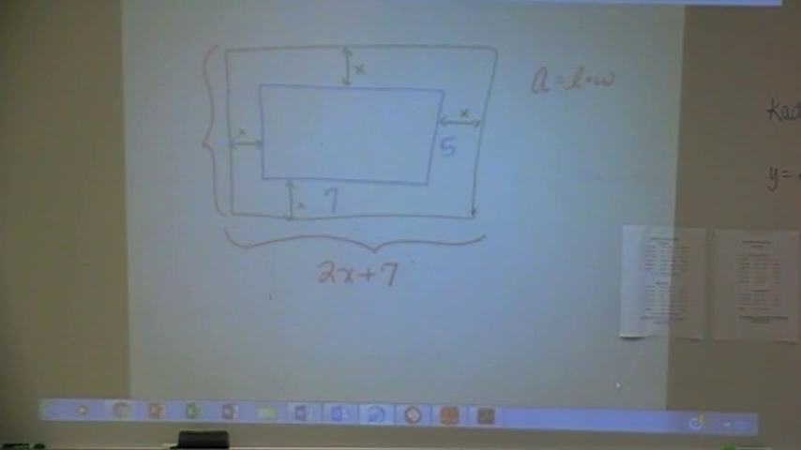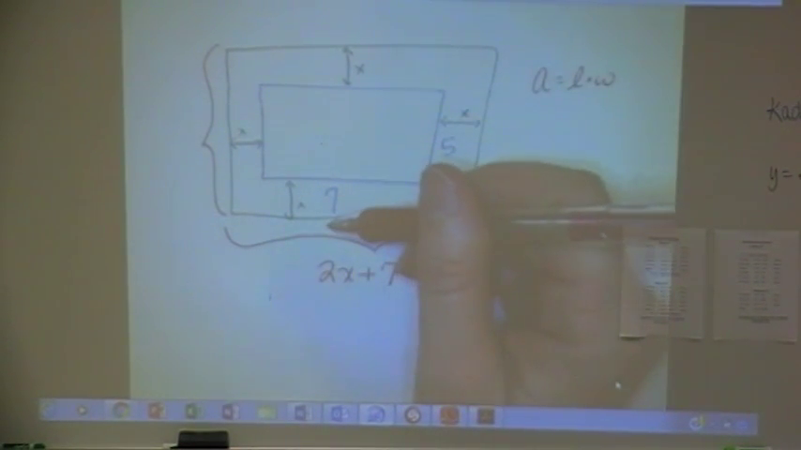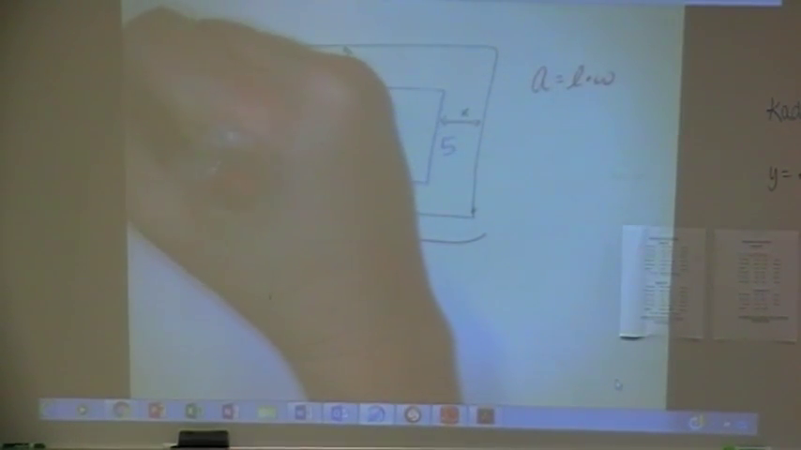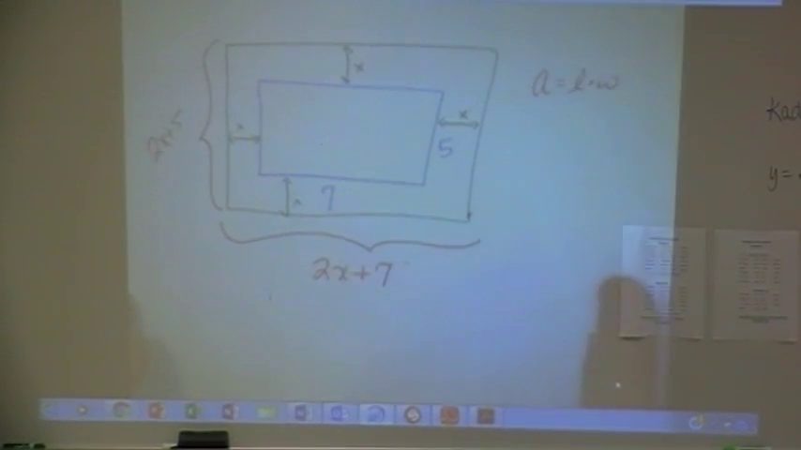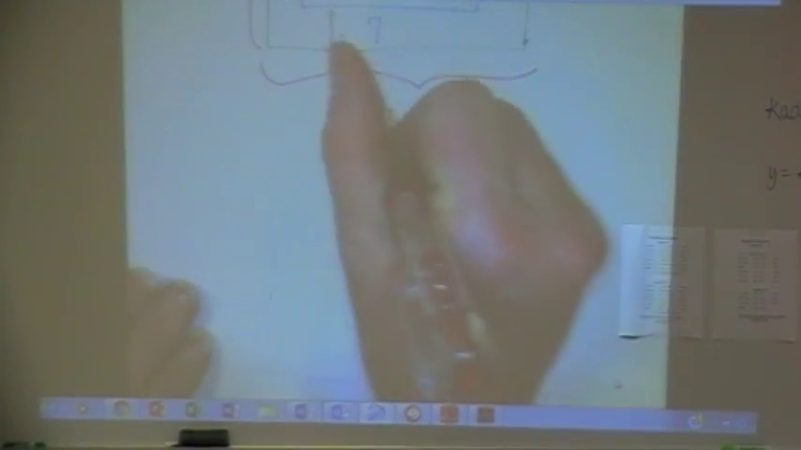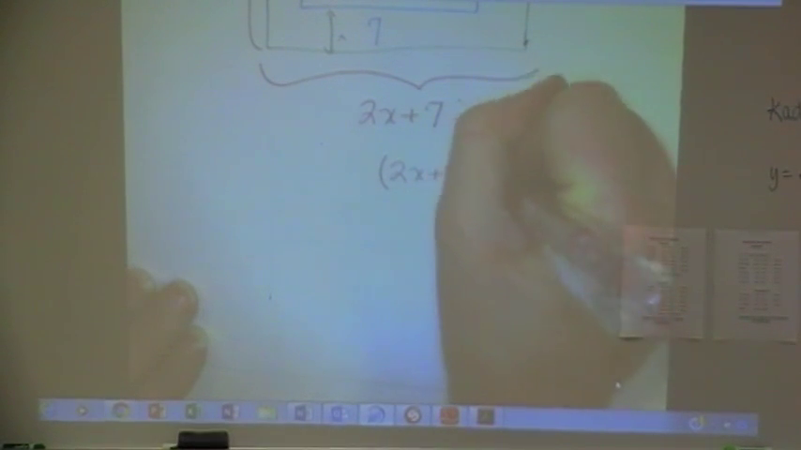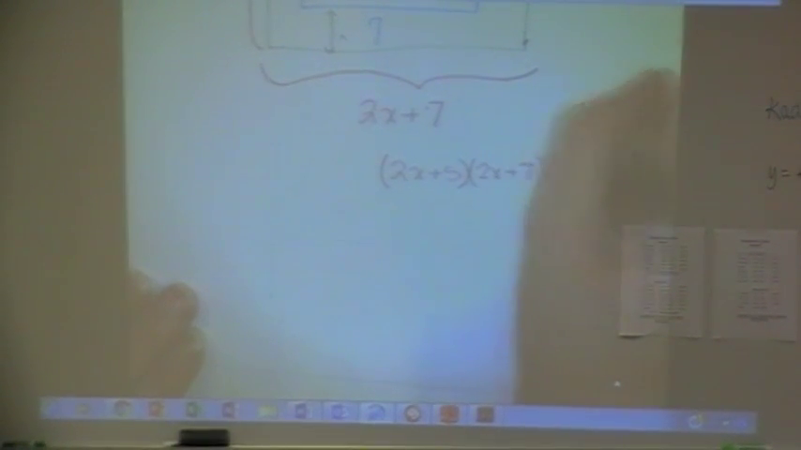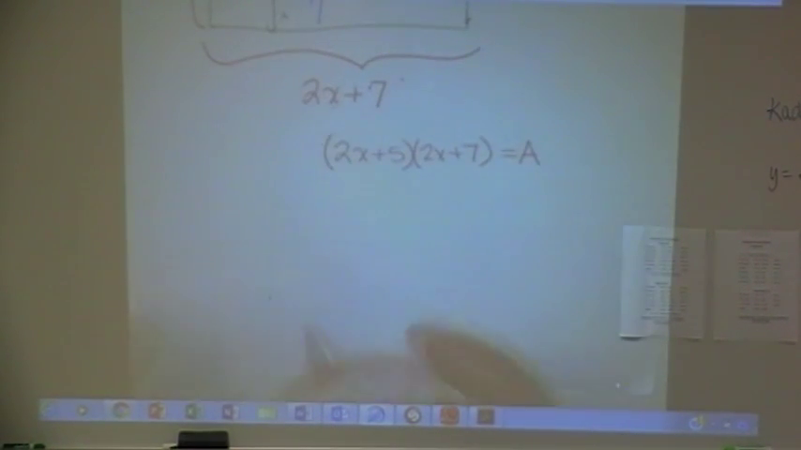Length, width, I don't care what it is, but you just did that. Now we're going to do the same thing, but going from top to bottom. If I go all the way across, how far have we gone? 2x plus 5. One represents length, one represents width. It doesn't matter because we are going to multiply them, and that can be done in any order. 2x plus 5 times 2x plus 7 is going to equal your area. So A and B, those two answers are interchangeable. You're going to put 2x plus 7 for one, 2x plus 5 for the other.